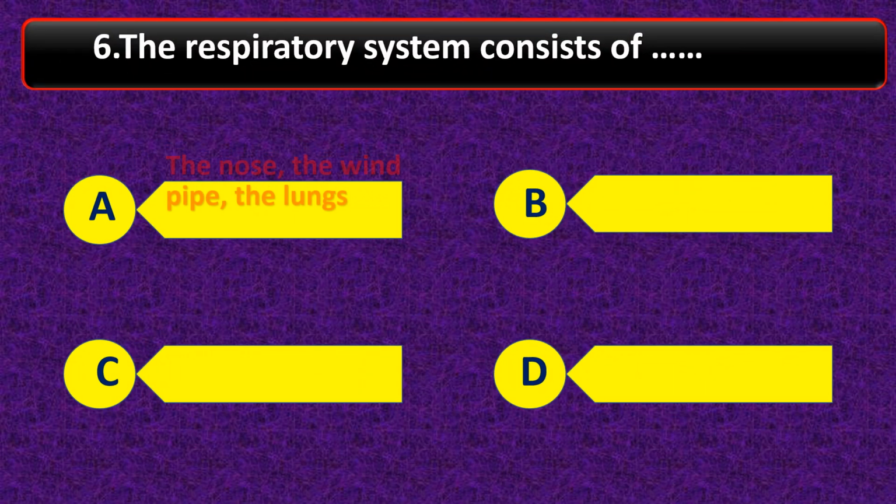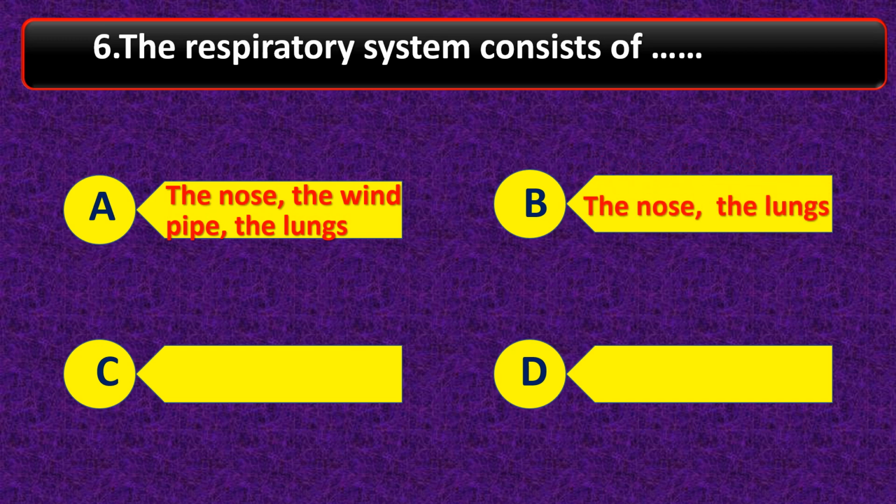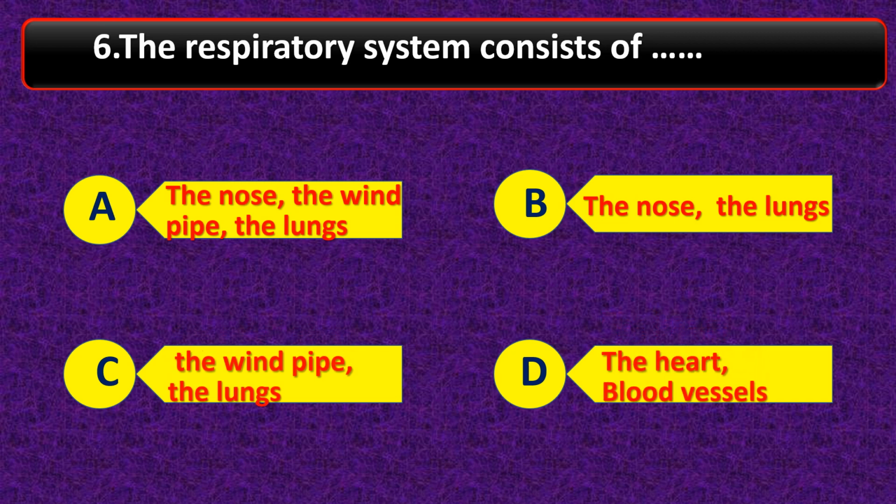The respiratory system consists of option A the nose, the windpipe, the lungs, option B the nose, the lungs, option C the windpipe, the lungs, and option D the heart, blood vessels. The correct answer is the nose, the windpipe, the lungs. The respiratory system consists of the nose, the windpipe, the lungs.